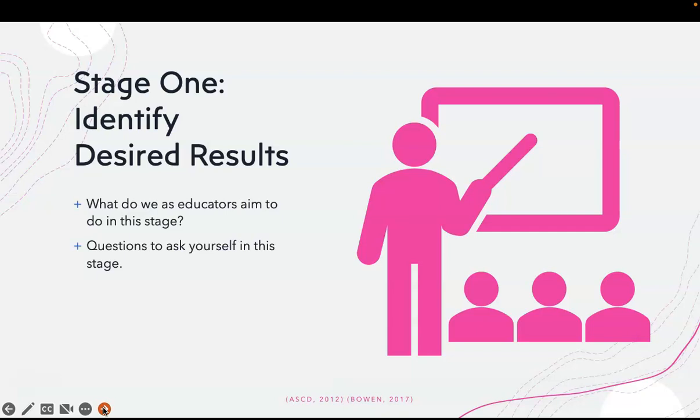Some questions to help you work through this stage are, what should students hear, read, view, explore, or otherwise encounter in my lessons? What knowledge and skills should students master? And what are ideas and information students should retain?